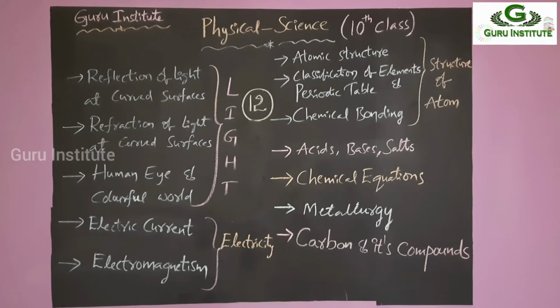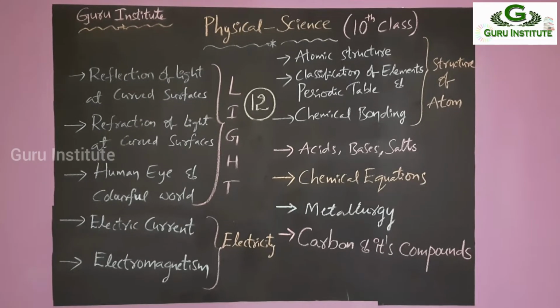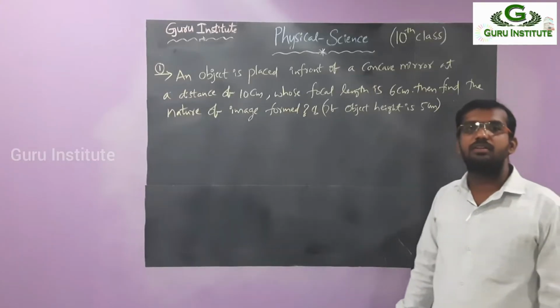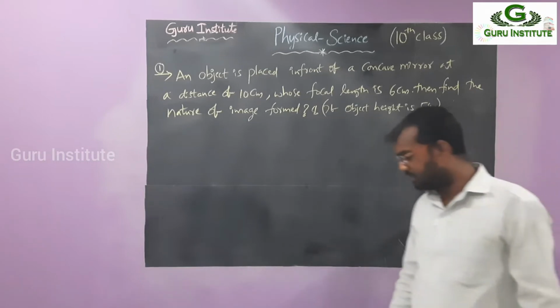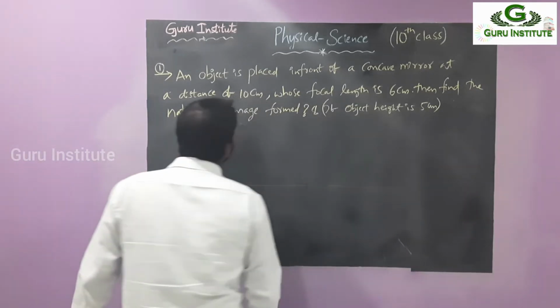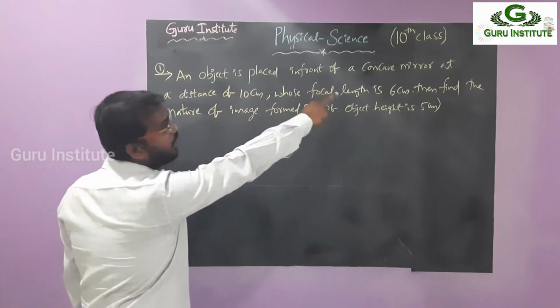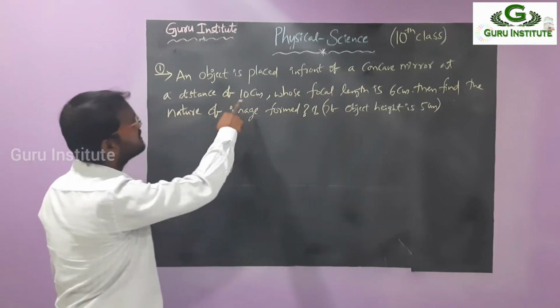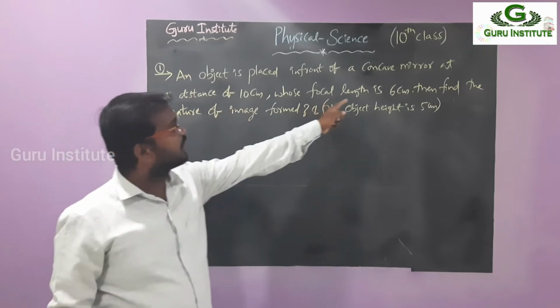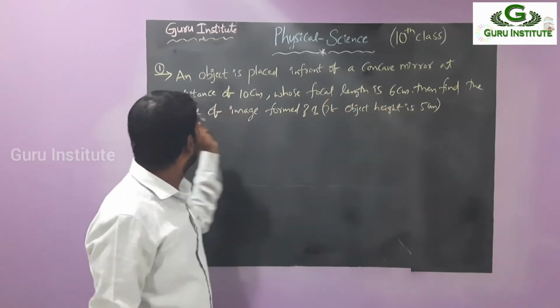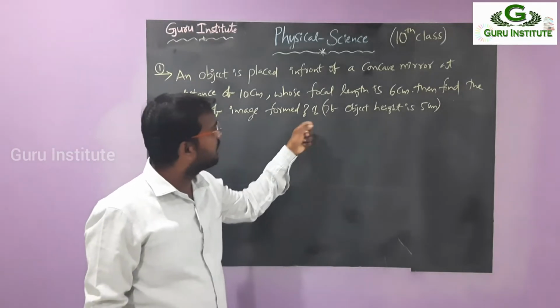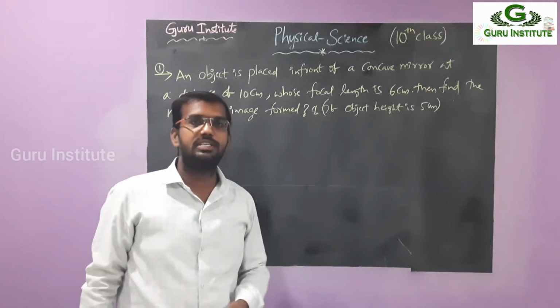Today we are going to see the problems related to the curved surfaces of reflection, that is mirror formula and magnification. Here we are taking one example. What is that? See here. An object is placed in front of a concave mirror at a distance of 10 centimeter, whose focal length is 6 centimeter. Then find the nature of the image formed, and also given that object height is 5 centimeter.